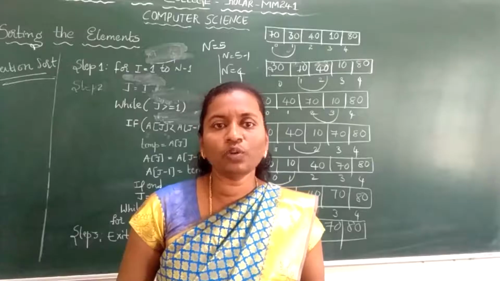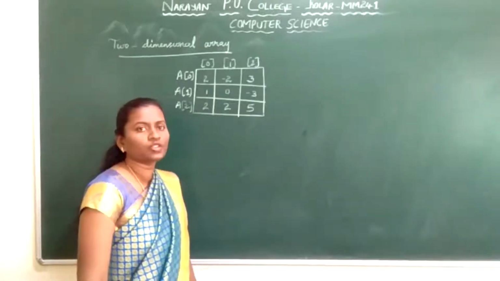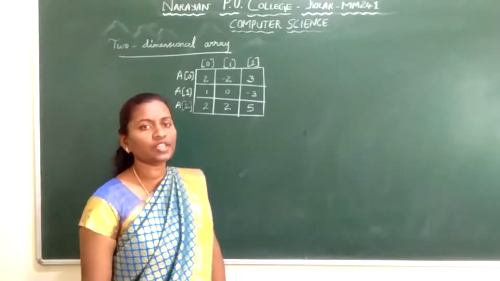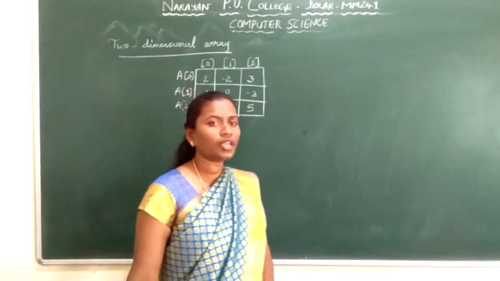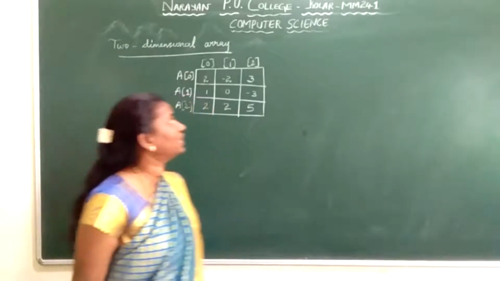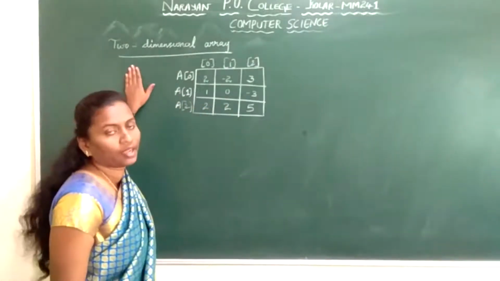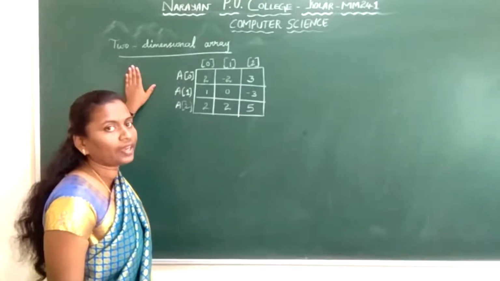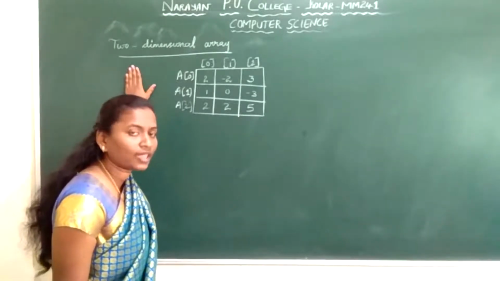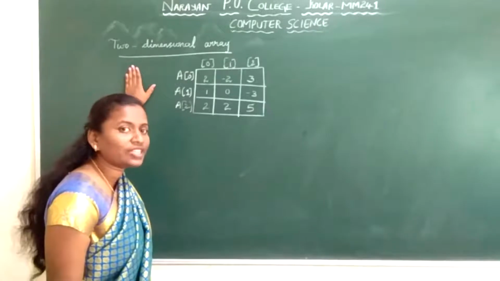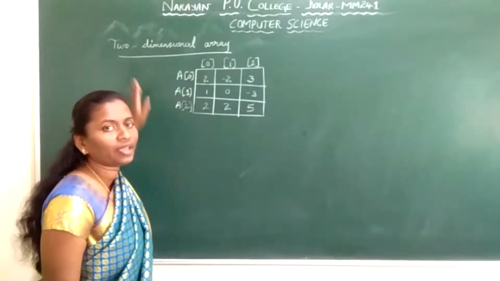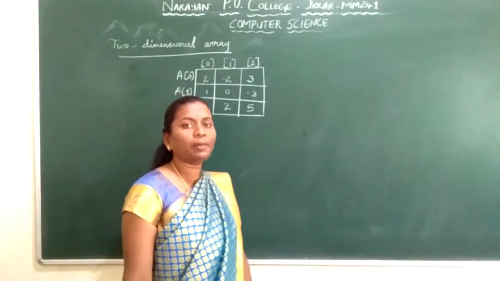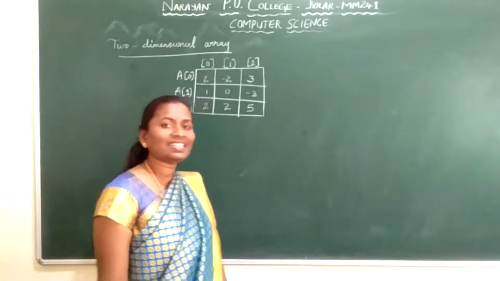Now, two-dimensional arrays. We have seen one-dimensional arrays and discussed searching and sorting techniques. Next we'll see the two-dimensional array. What is the definition of a two-dimensional array? A two-dimensional array is a collection of elements where each element is identified by a pair of indices. A pair of indices we also call a subscript.